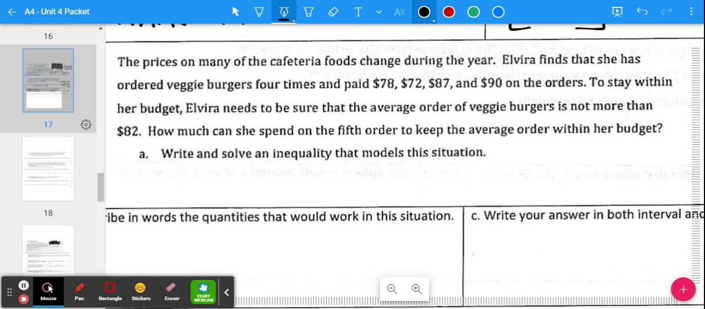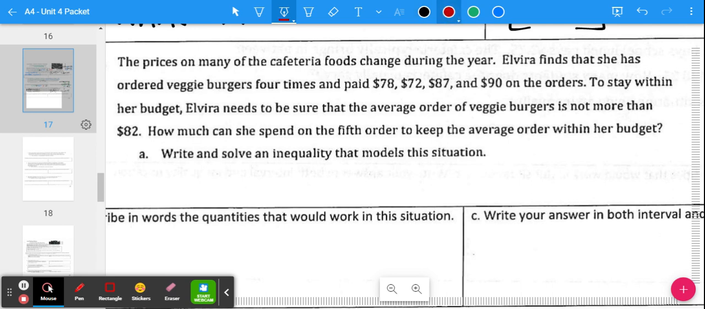The prices on many of the cafeteria foods change during the year. Elvira finds that she has ordered veggie burgers 4 times and has paid $78, $72, $87, and $90 on the order. To stay within her budget, Elvira needs to be sure that the average order of veggie burgers is not more than $82. How much can she spend on the 5th order to keep the average order within her budget?